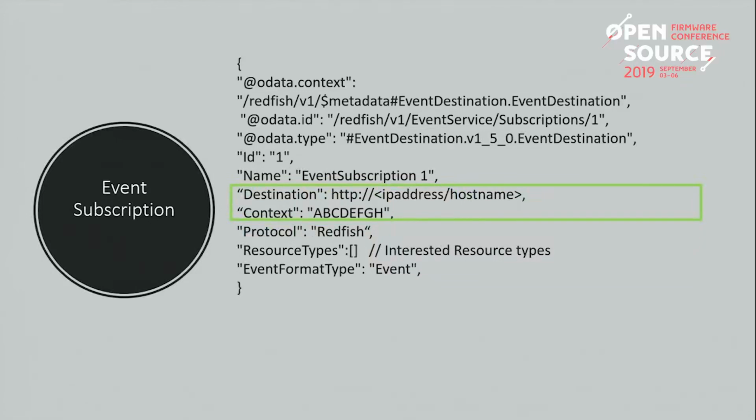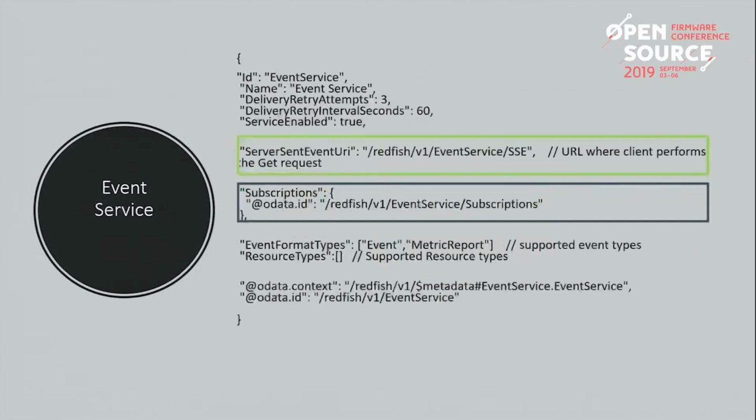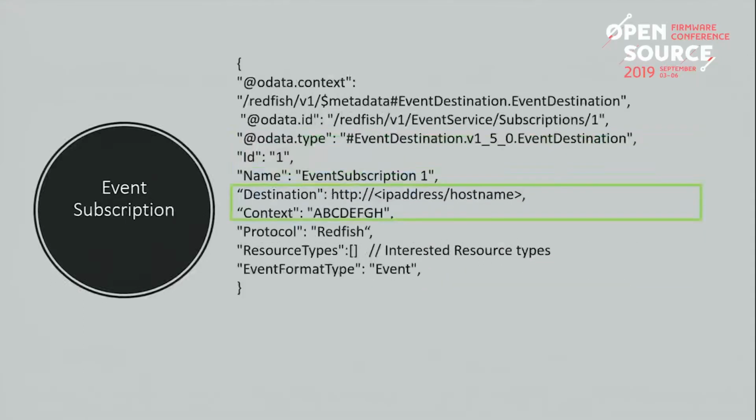Resource type: in an event service, it was telling what the supported resource types are. In a subscription, the client can say, from the supported resource types, I am only interested in a certain resource type. And for the event format type, the client can say I am only interested in an event. I'm not interested in a metric report. So this is event subscription.